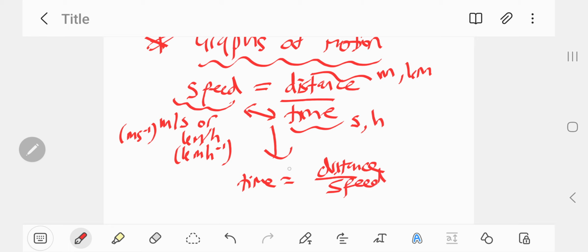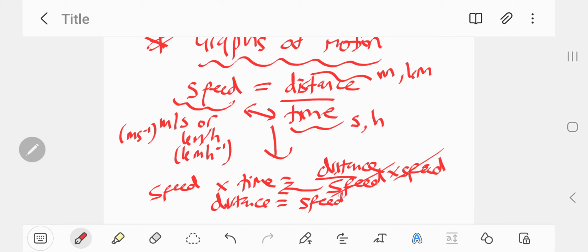And to find out distance, let's say, to get distance by itself, we need to take the speed over. And because distance is being divided by speed, we have to multiply by speed to get rid of speed, right? So speed divided by speed, that cancels out. Think of it as like x divided by x, or 1 divided by 1, just cancels out. And so you have to multiply here as well, both sides. So distance is just speed times time. And there you go.